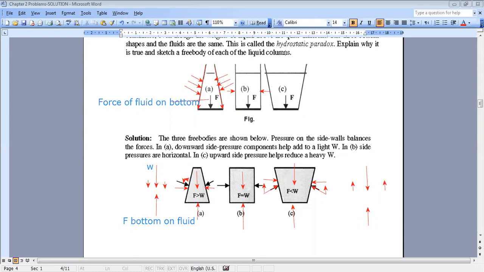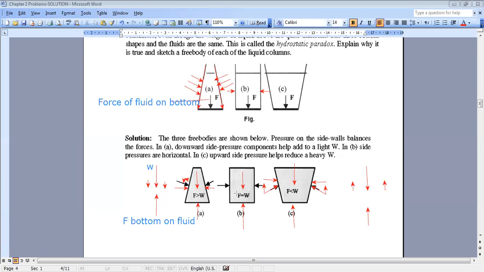Yes, Doctor. In A, I didn't understand why F is higher, and in C, why it is lower. Can you please repeat, because I didn't hear well. In A, in the vertical direction, F and W, we said that F should be higher than the weight. And in C, F should be lower than the weight. But I didn't understand what the difference is.